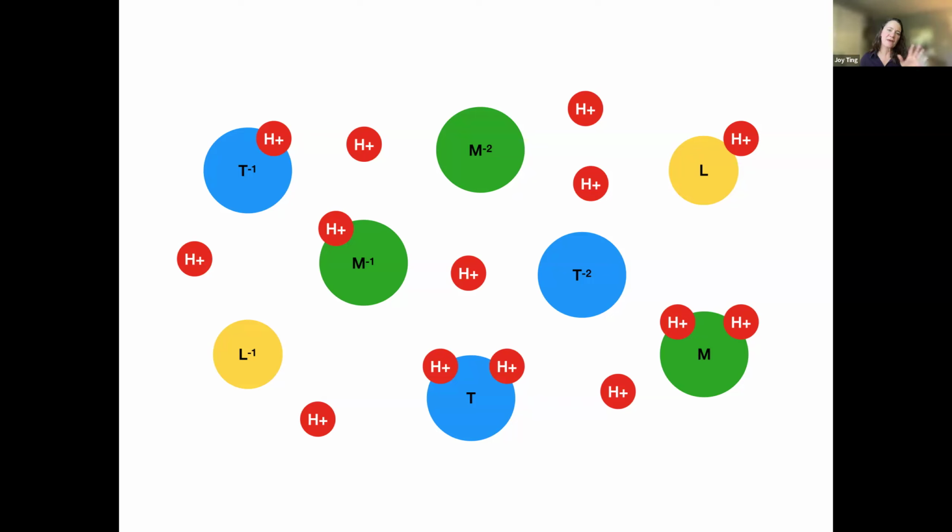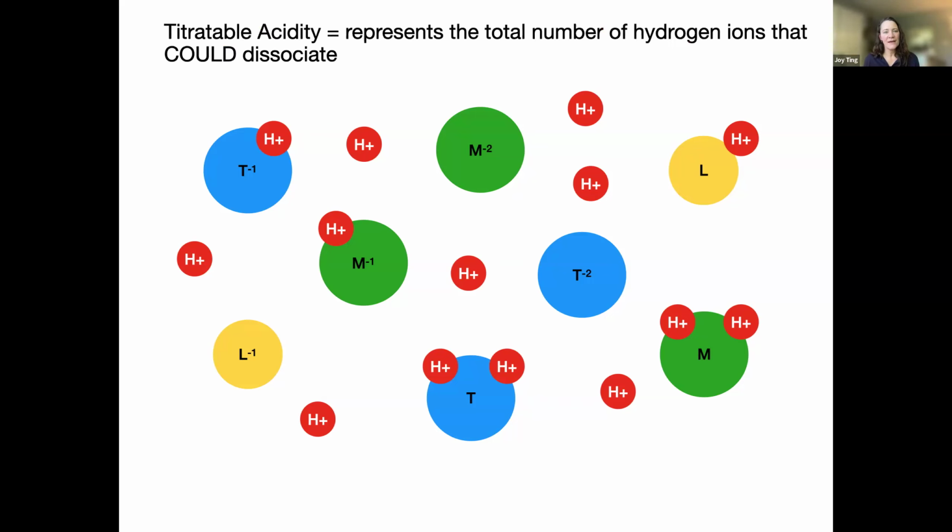If we think about our acid dissociation in this cartoon way, and define what titratable acidity is, it basically represents the total number of hydrogen ions that could dissociate if all of the ones represented here did dissociate. So if we really force it so that the pH gets really high and it pulls all those hydrogen ions off, how many do we have?